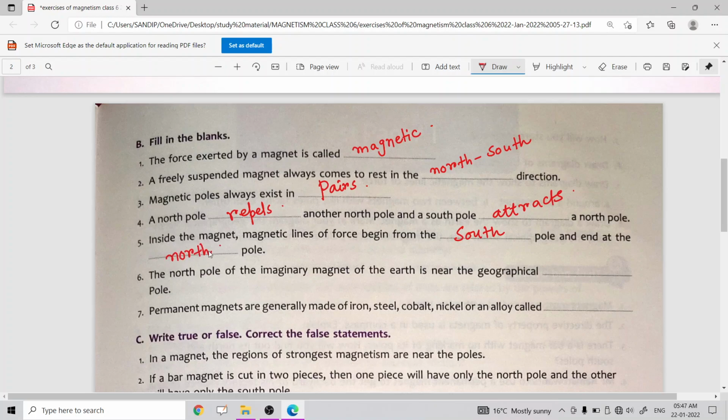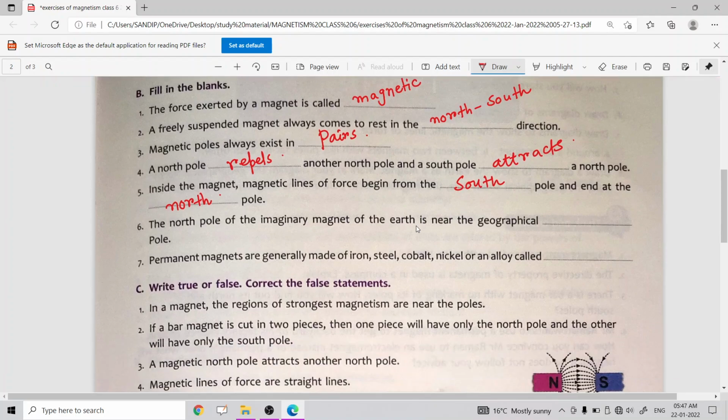Outside the magnet, the magnetic field lines start from the north pole and end at the south pole, but inside the magnet, they start from the south and end at the north pole. Next, the north pole of the imaginary magnet of the earth is near the geographical north pole. And question number 7: permanent magnets are generally made of iron, steel, cobalt, nickel, or an alloy called alnico.